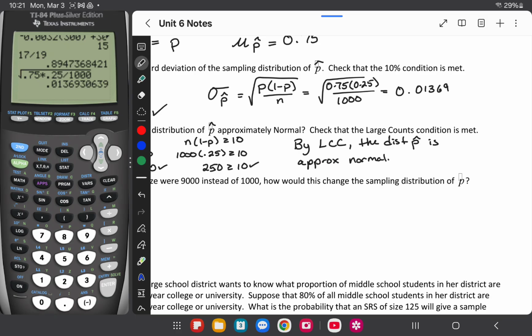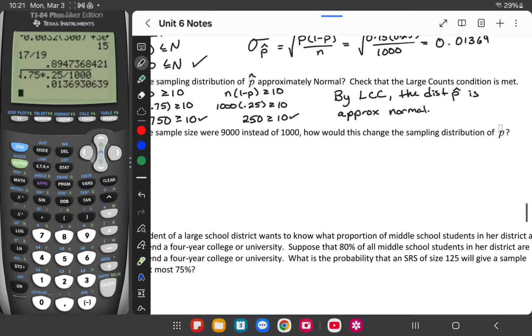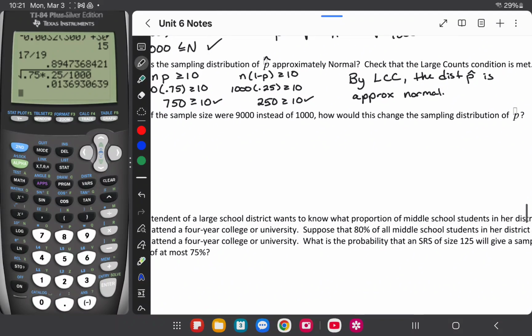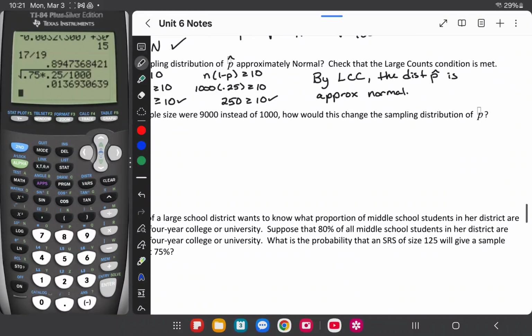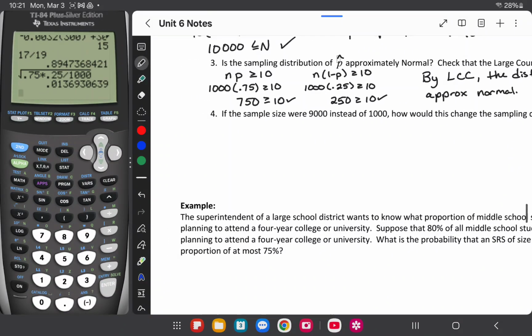So what all of that leads us up to is, now let's say we wanted to calculate the probability, or let's say our sample size increased to 9,000. So let's say our sample size went up to 9,000 instead of 1,000. How is that going to change our sampling distribution of p hat? Well, let's talk about the three different things we were just discussing. Let's look at the shape, let's look at our center, and let's look at our spread.